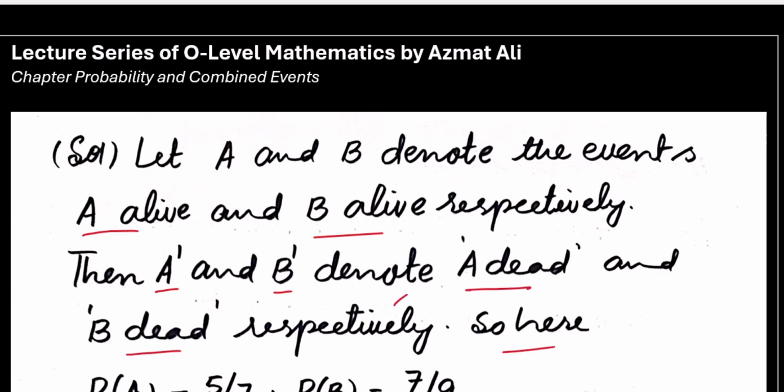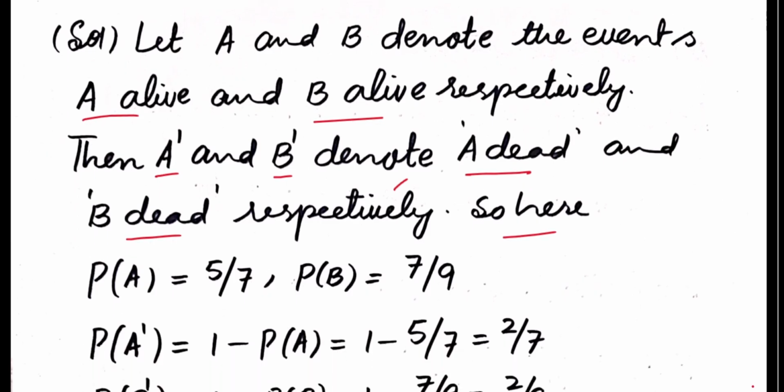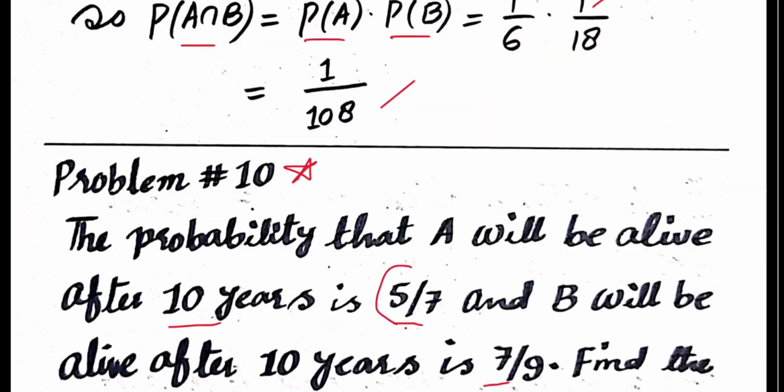So here, probability of A is given as 5 over 7. Probability of B is 7 by 9. This is given in the information. A will be alive, this is probability 5 over 7. B will be alive, this is 7 by 9.